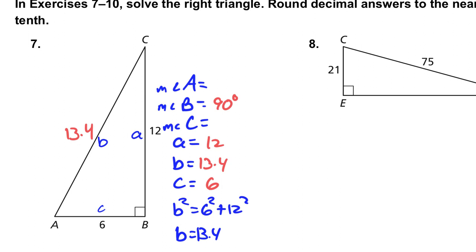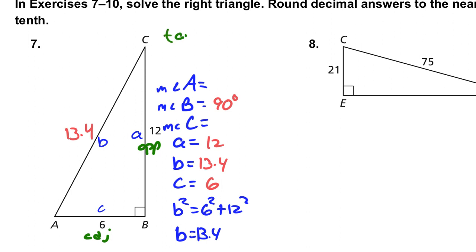Now, to find the measures of angles A and C, I don't know any angles except for my 90-degree angle. That means I have to use an inverse trig function. Let's focus on maybe angle A here. Angle A, I have my 12 is my opposite, 6 is my adjacent. Now I'm going to use those because there's no decimals. It'll make it easier. So to find angle A, I can use my tangent.